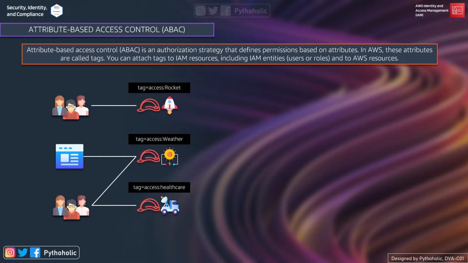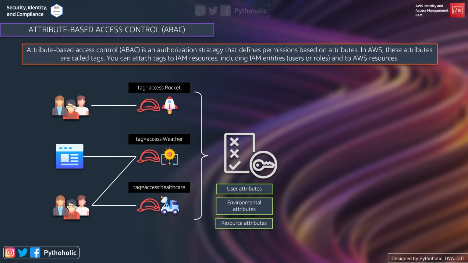And how do we do that? By attaching tags to IAM resources, including IAM entities or identities that are users or roles, and to AWS resources. Hence, we are attaching tags, in other terms attributes, to the IAM entities and to the AWS resources. And why is it better than RBAC? It is because ABAC policies can be designed to allow operation when the principal's tag matches the resource tag. And if your application or project is evolving rapidly, we need to just attach the access tags to the resources and they will be available to the users.